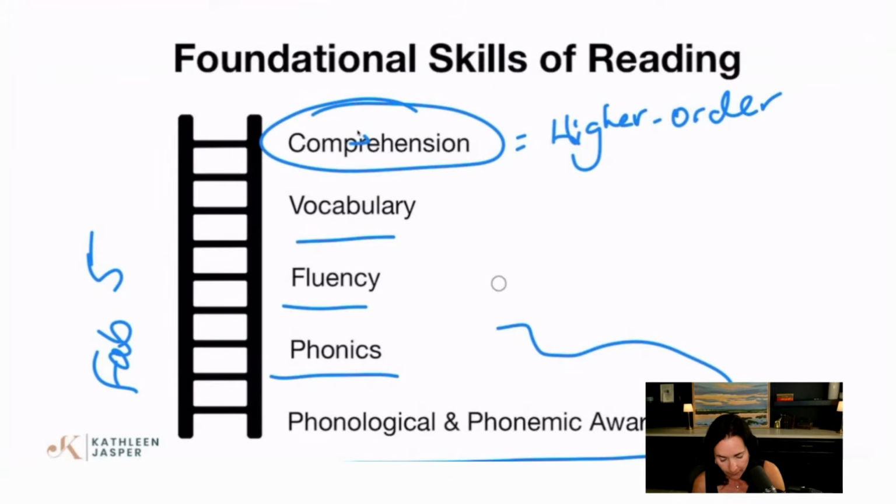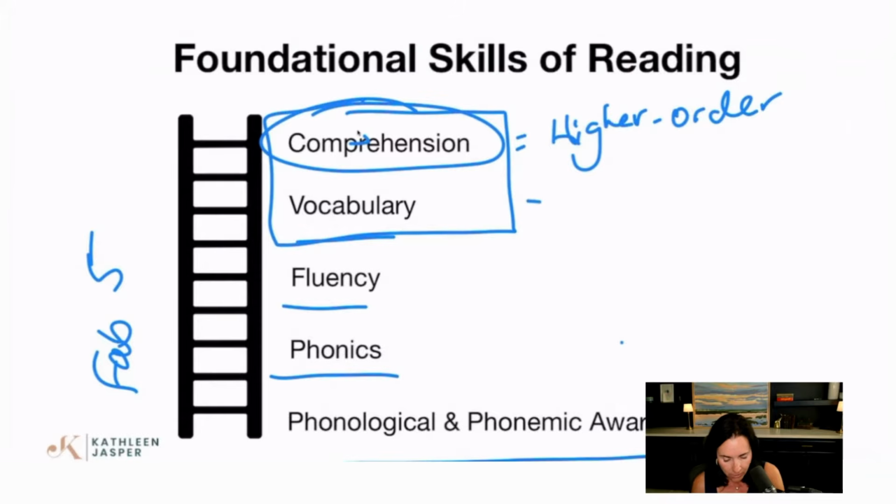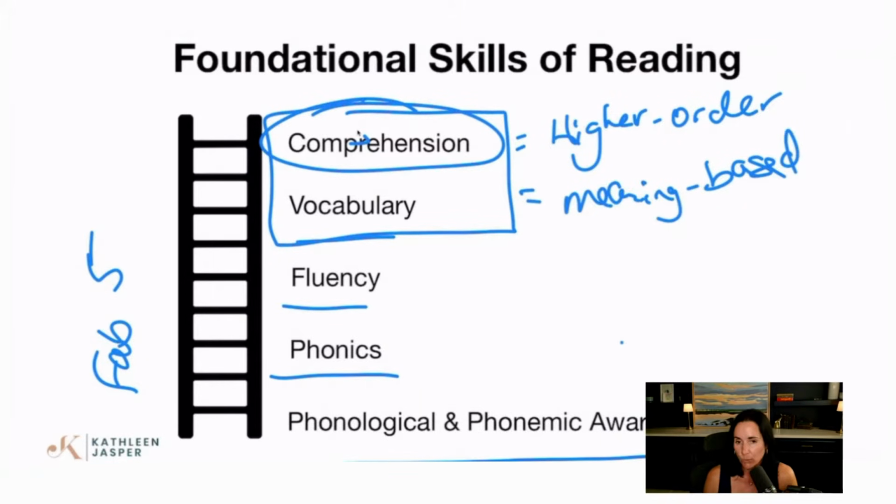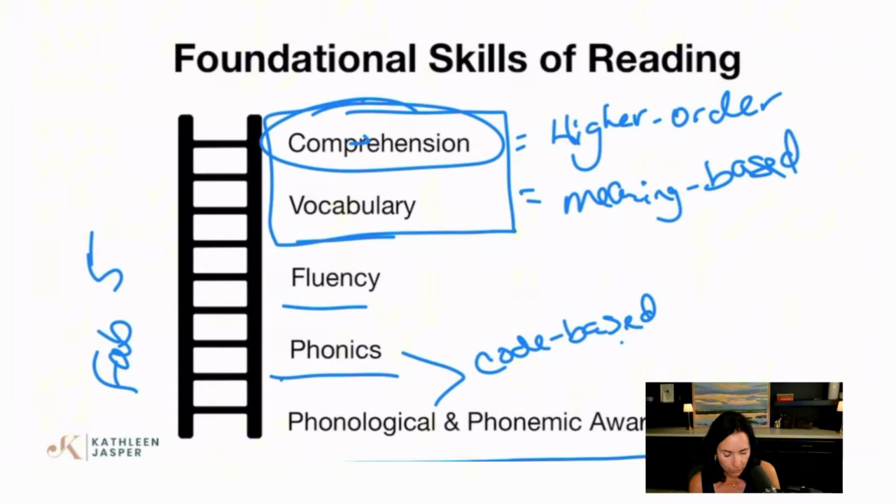Now, vocabulary is important as well. These 2 right here, these are meaning-based skills. You're deriving meaning when you have comprehension. You're deriving meaning, obviously, when you do vocabulary. Phonological and phonemic awareness and phonics, these are code-based skills. There are codes inside the words that we use to decode them, to sound them out. That's phonics. And there are sounds in the words that we make. That's phonological and phonemic awareness.